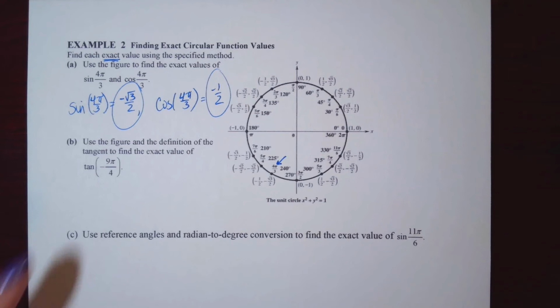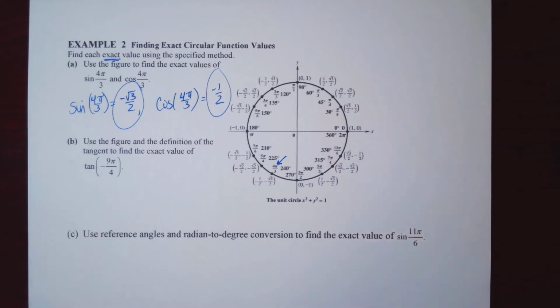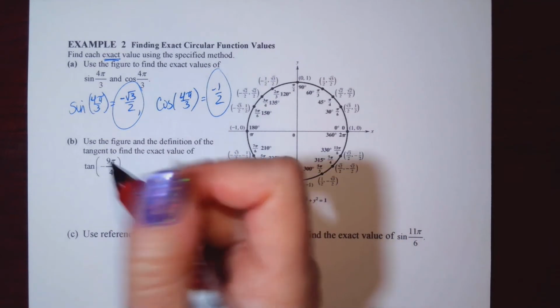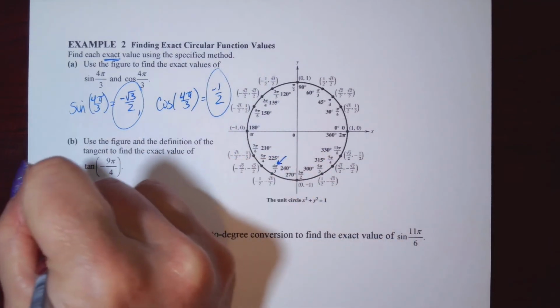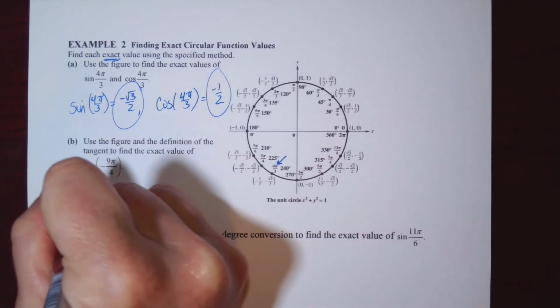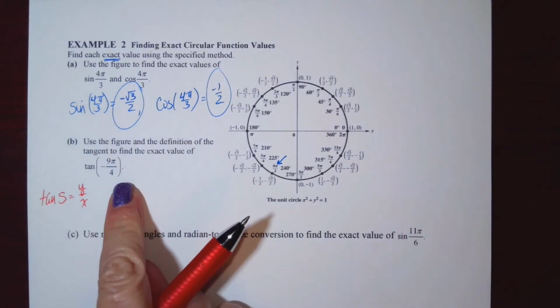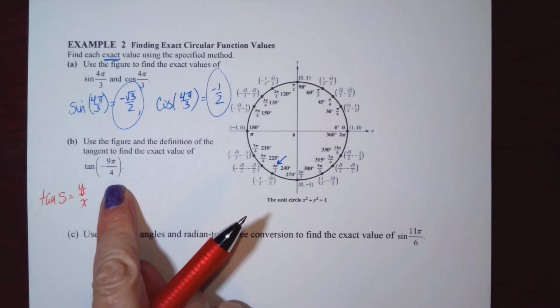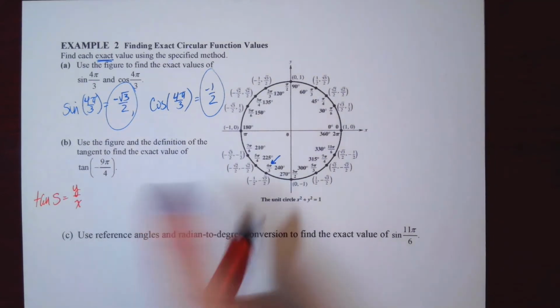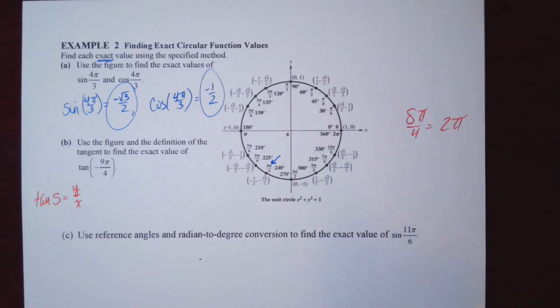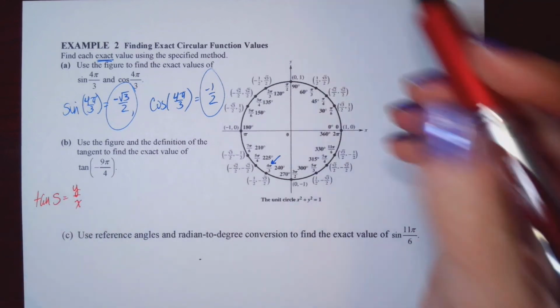All right, what about this angle, tangent? We want to find tangent of -9 pi fourths. Well, remember that tangent is y over x, so we've got to figure out where -9 pi fourths would be. Well, 8 pi fourths is a full rotation. 8 pi fourths is the same thing as 2 pi. So 8 pi fourths is a full rotation.